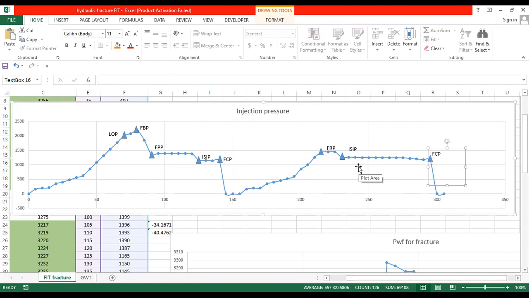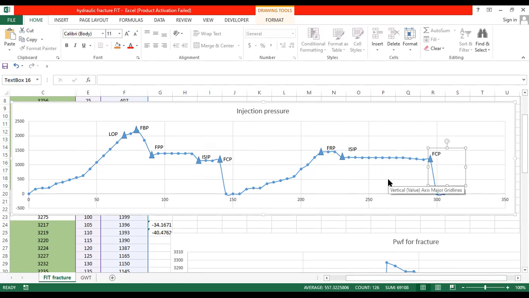So this is how hydraulic fracturing will help us to understand. The leak-off point is the first one, which will start at the initial stage. Then we will reach the fracture breakdown point, then the fracture propagation point, and then initial shut-in pressure and fracture closure pressure. Then after that, in the second cycle, we can get the fracture reopening point, initial shut-in pressure and FCP.